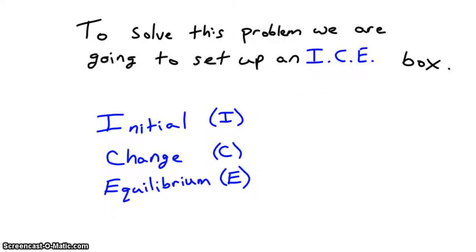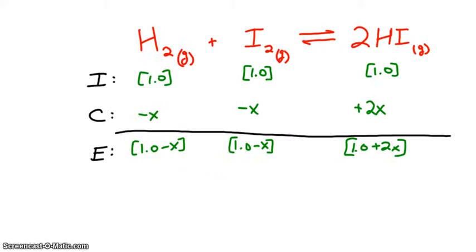To solve this problem, we're going to need to set up an ICE box. ICE: I stands for initial concentration, C, change in concentration, and E, equilibrium concentration. This ICE box has been completed. To write an ICE box, you need to have a balanced chemical equation, which we do.